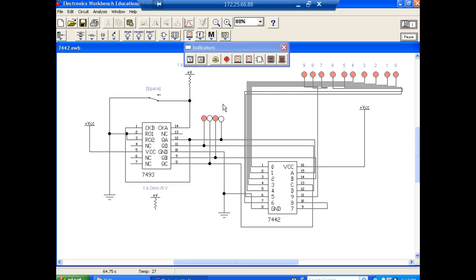Why? Because it's a BCD decoder. So I'm putting an illegal BCD number on there. There's no such thing as a 4-bit 10. It would take 8 bits to represent the number 10 in BCD, right? You understand that?